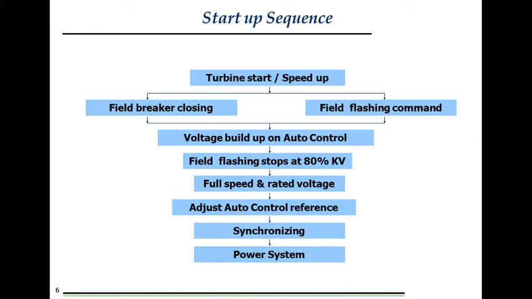Gradually the RPM of the generator is increased and it reaches the full speed, that is 3000 RPM, and the voltage also reaches the rated voltage. If any adjustment is required, then we can change the auto reference set point accordingly. Then the generator is synchronized to the grid and it starts delivering power to the system. Synchronizing in detail will be discussed in our next slide.